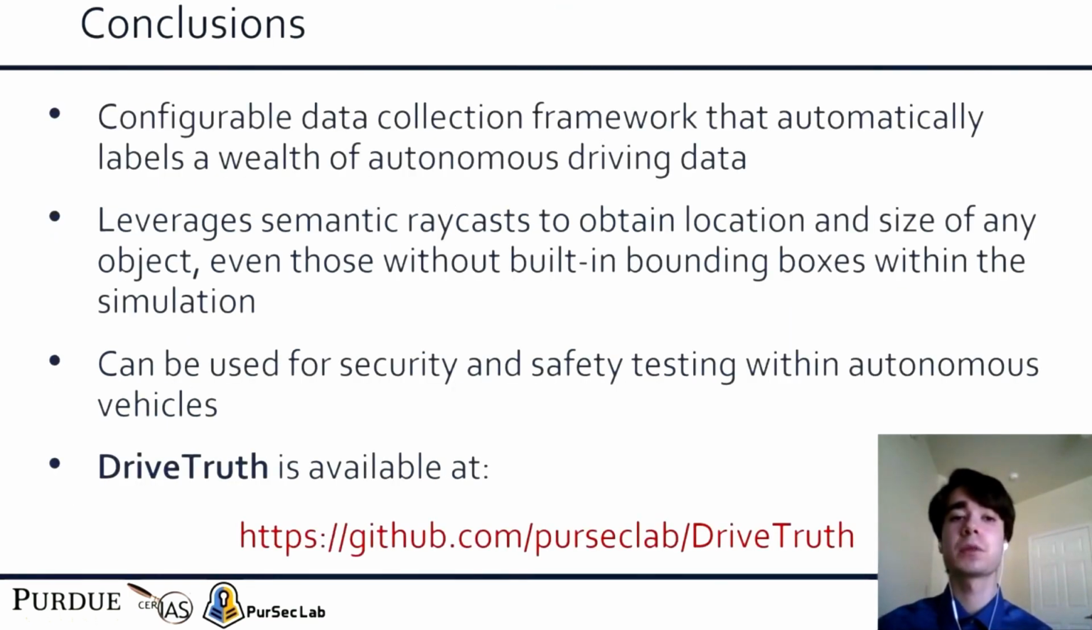DRIVETRUTH is a configurable data collection framework that automatically labels a wealth of autonomous driving data. The idea is that whatever application you have, you can use a DRIVETRUTH data set and you can tailor it to your needs. DRIVETRUTH leverages semantic raycasts to obtain location and size of any object, even those without built-in bounding boxes within the simulation. So regardless of whether or not you put a bounding box for this object, whether or not a bounding box exists, you can always get accurate information for that object using one of two methods.